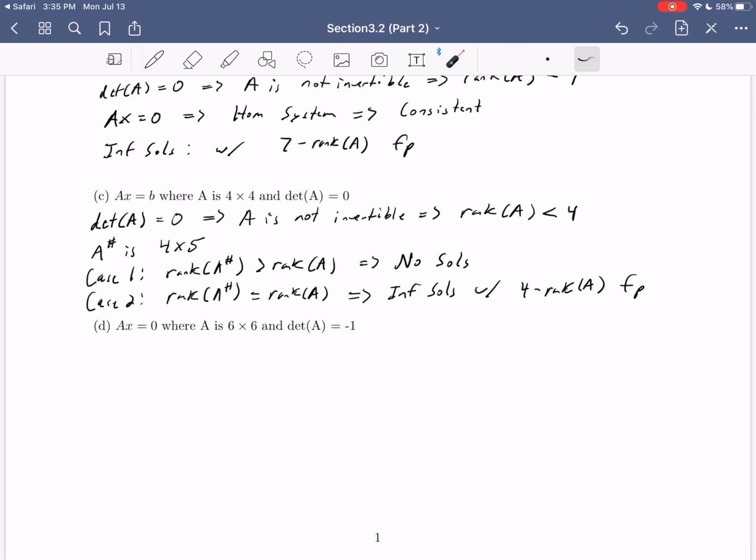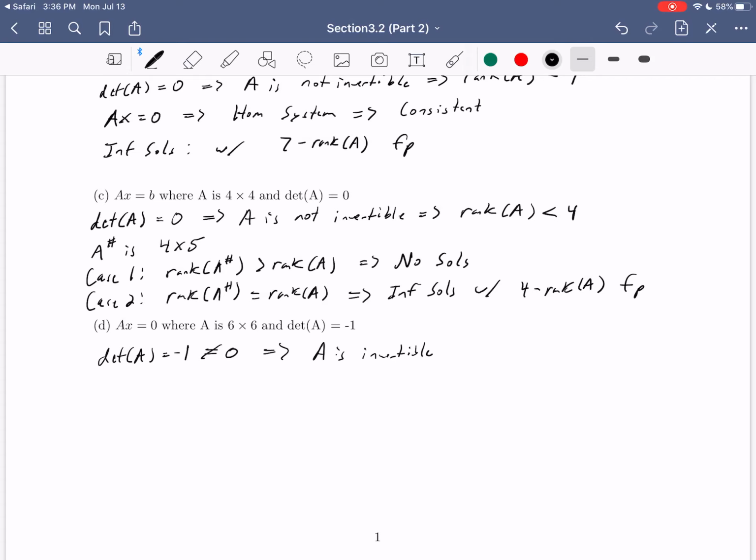Finally, we have AX equals 0, where A is 6 by 6, and the determinant of A is negative 1. Notice we don't really care what the value of the determinant is. We just care if it's 0 or non-zero. So it doesn't matter if it's 6 or negative 1 or pi squared minus e to the 7th. All we care about is that the determinant is non-zero here. So we can see that the determinant of A is equal to minus 1, which is not equal to 0, which implies A is invertible.